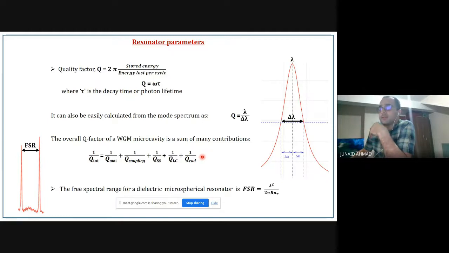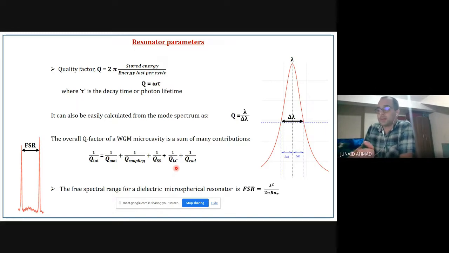And the loss has many contributions. For example, the material loss, which is basically because of the absorption and scattering of the material, and then the coupling, where you use an external source to couple the light in and out of this cavity, which also contributes some loss. At the same time, there is surface scattering, which happens if there is surface roughness on the cavity, resulting in loss of the light.